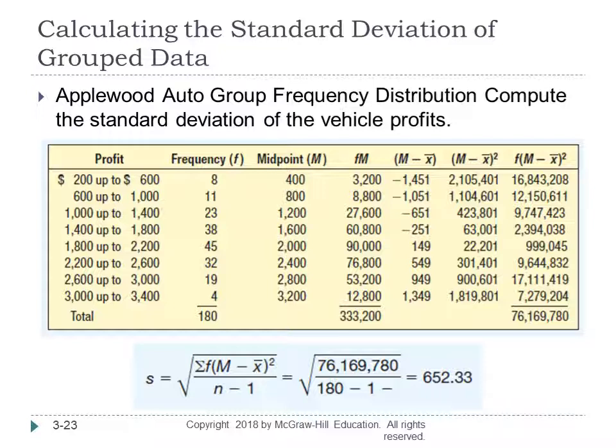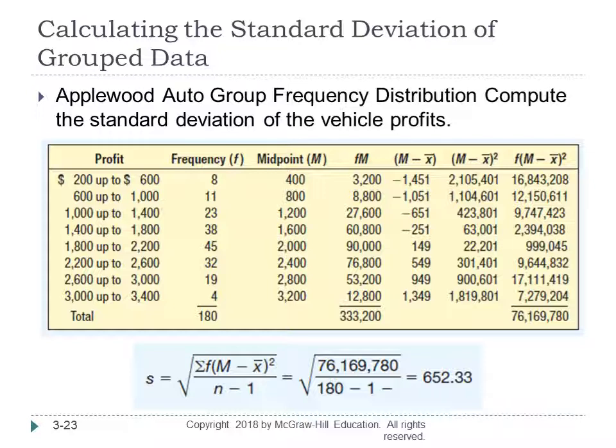What you also want to do is calculate the sum of all these products, because if you divide this sum by the sum of frequencies, that should give you the mean for that set of data. Before we continue, you need to calculate that value: the sum of f times m. It will come to 333,200. Divide that by 180. That should give you the mean for the set of group data.